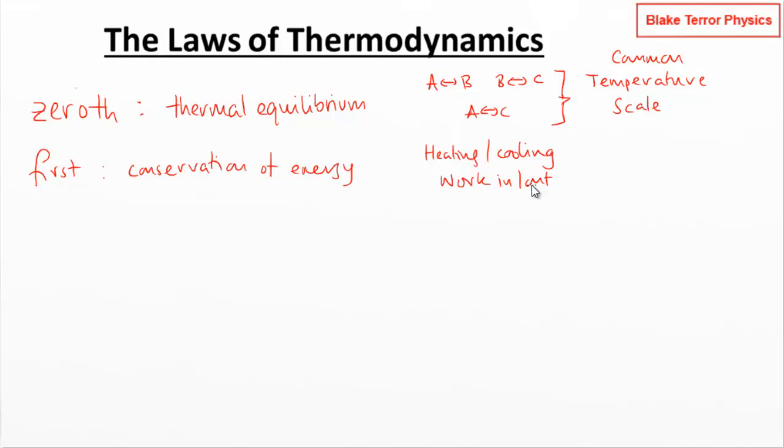So for the work one, a good example is either compressing a gas with a piston or something similar, or using a gas, getting the gas to expand and then push the piston upwards. So that's much more of a mechanical work approach to how we can get energy in and out of a substance.